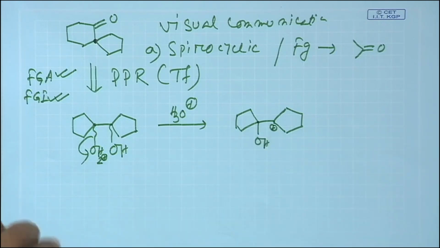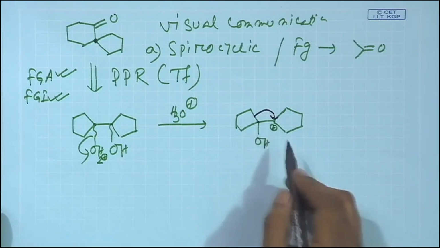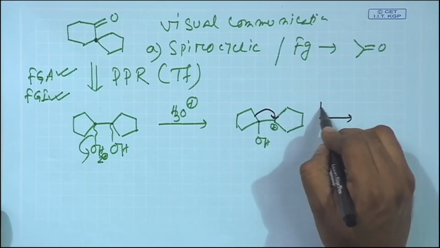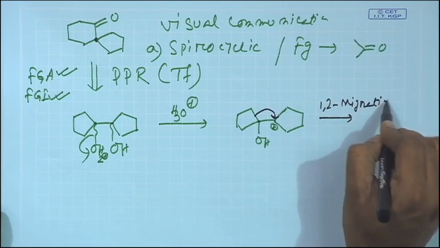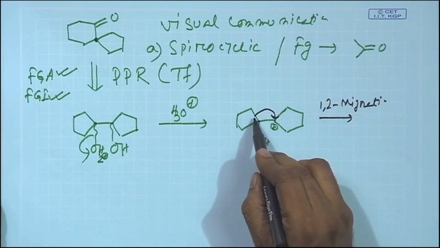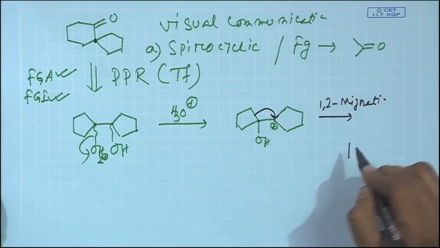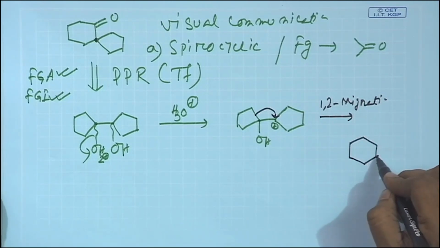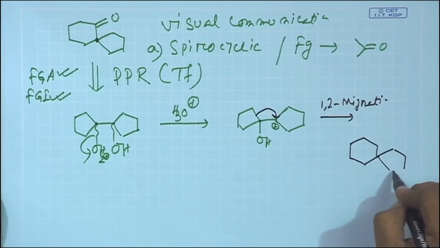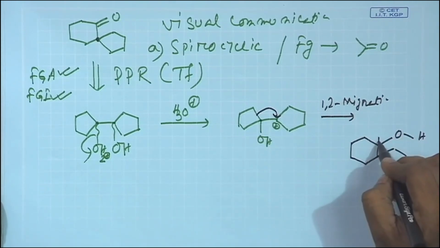One of these things will basically migrate. So, this is 1,2 migration, and after 1,2 migration you will basically get a, let us see the structure now. So, this green bond migrates to this carbocation electron deficient center. Okay. And then what you get? You basically get a cyclohexane system and a cyclopentane system with a OH and an electron deficient center.